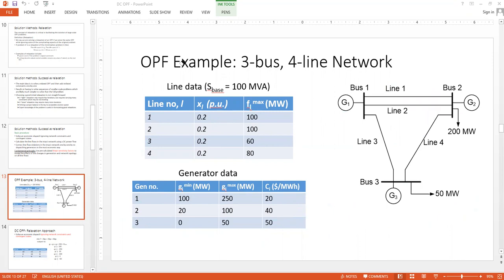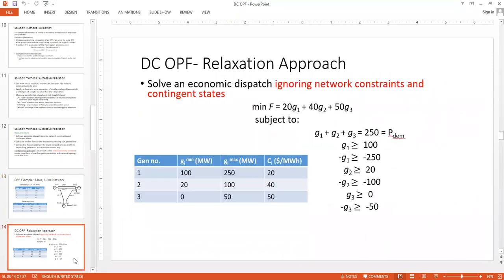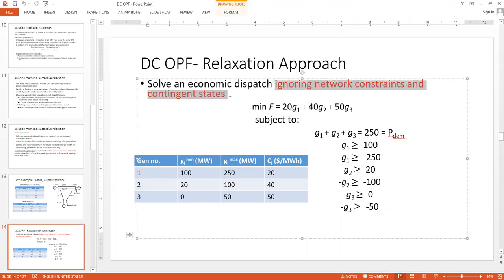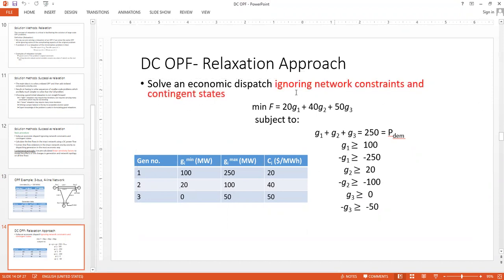So let us see. Now, as we said, we will adopt some relaxation approach. By relaxation approach, what we mean is basically this part of the sentence highlighted in red text. We'll solve an economic dispatch while we ignore any network constraints. And again, I mentioned that no contingency will be considered in this course. So we are only bothering about the network constraints, that is the P line max limits. So let's formulate the DCOPF.